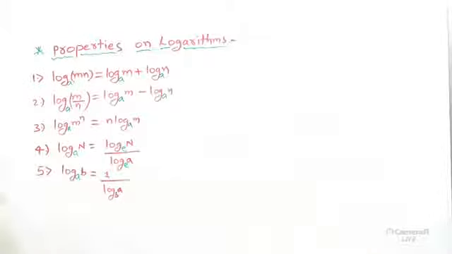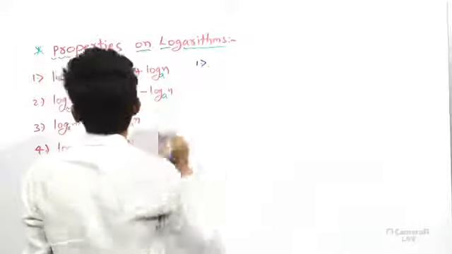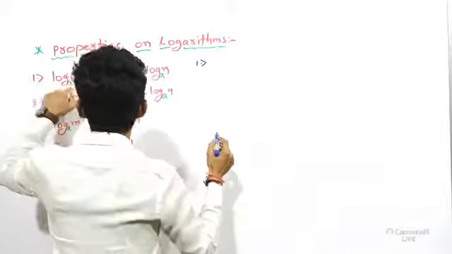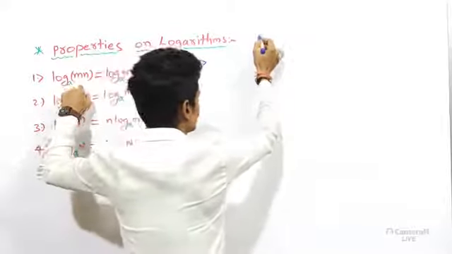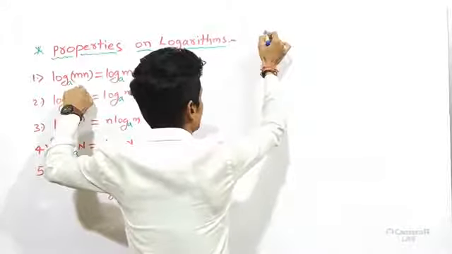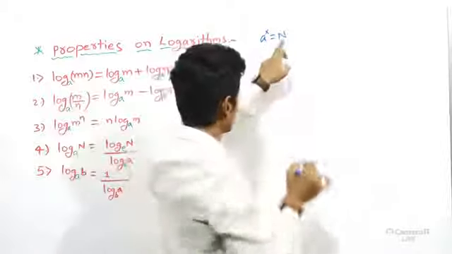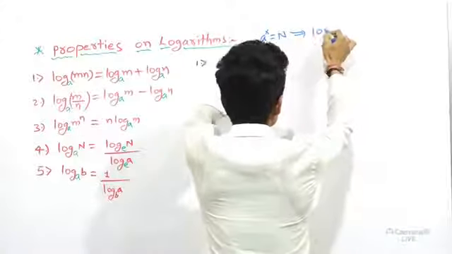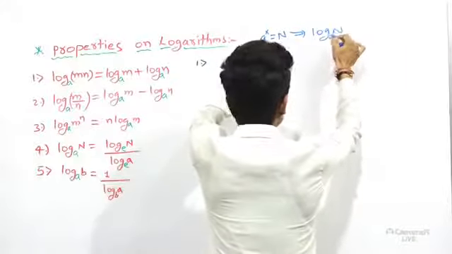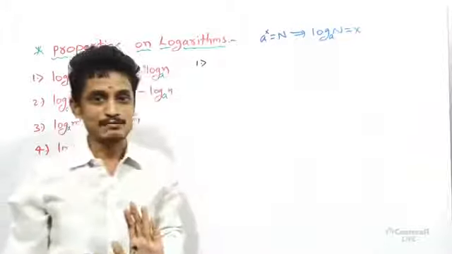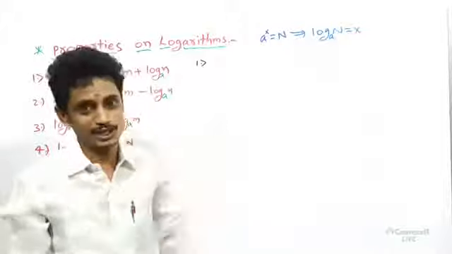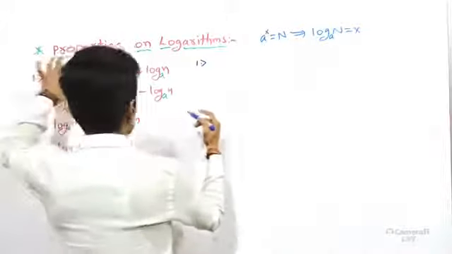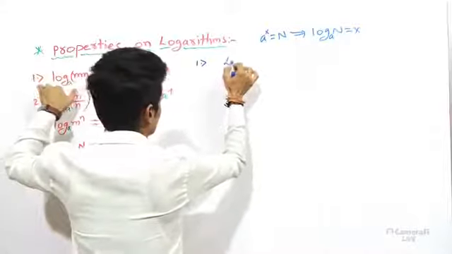The first one I will take. What is that first one? First property, log of mn to the base a. In the last class we discussed the definition: a power x is equal to n, where n is a positive real number in exponent form. How to represent it in logarithmic form? Log of the number to the same base is equal to the power. In log we get the power, only the answer. Everyone knows that. So the LHS part I don't know, that's why I will write it.